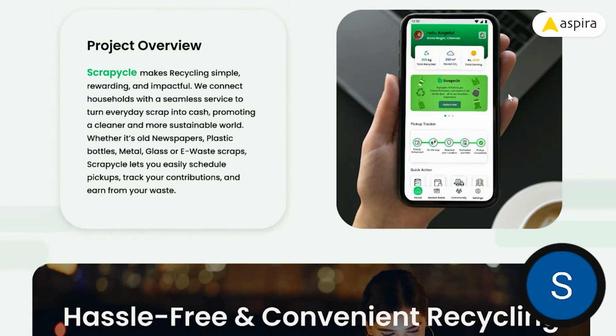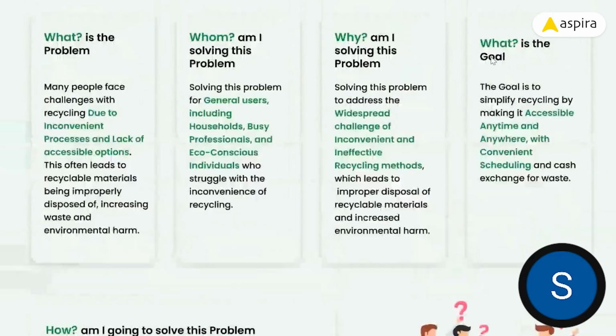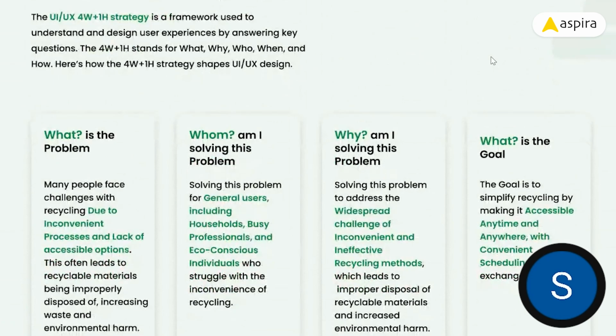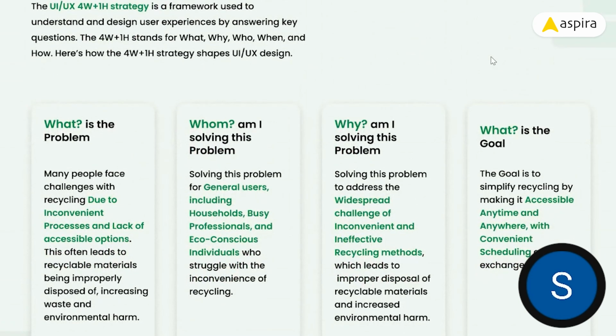And so, as the solution for this, the scrap pickup app will help to schedule a pickup whenever and wherever she needs without leaving her home or baby for such kind of thing. So the first step I have followed here is the 4WH strategy, and it is a framework used to understand user needs and experiences.